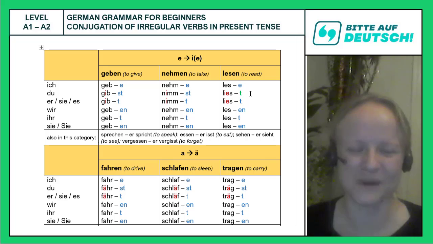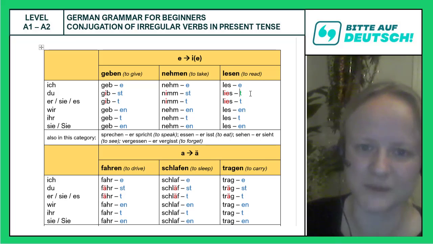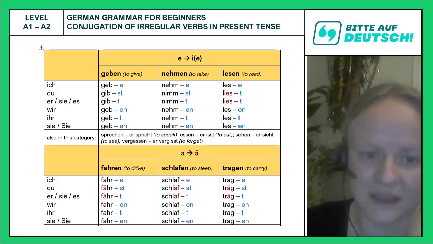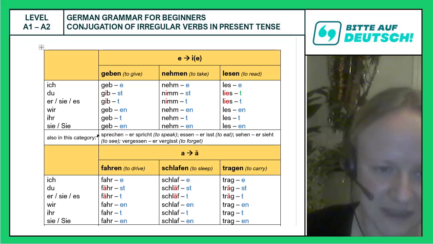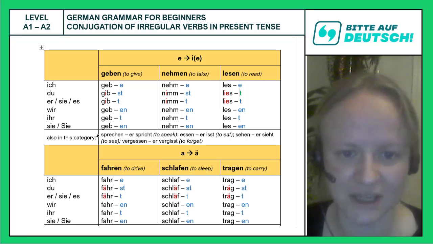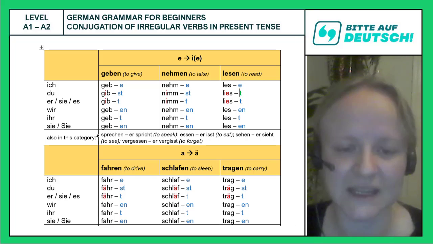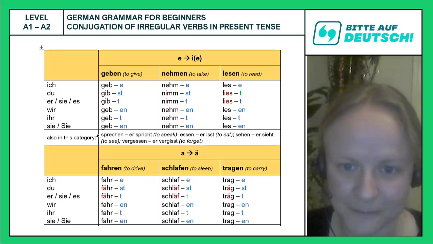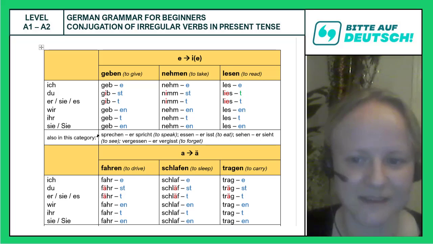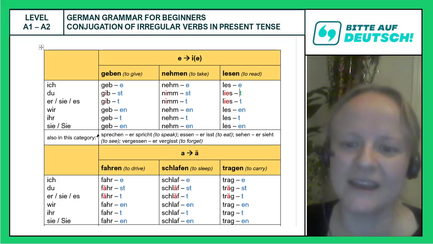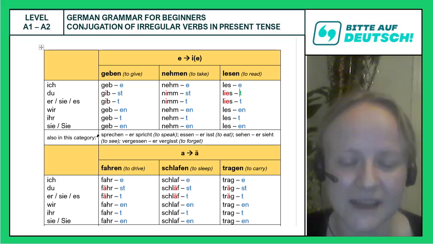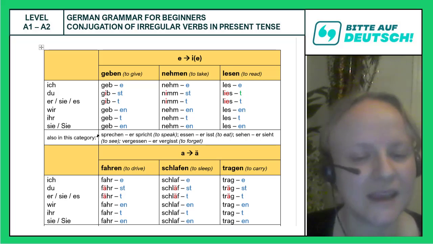So, within the category of irregular verbs that change their stem vowel from e to i or from e to ie, we also have these verbs here, also in this category, very important verbs. To speak, sprechen, changes to du sprichst und er spricht for second and third person. Essen, to eat, ich esse, du isst, er isst. Sehen, to see, ich sehe, du siehst, er sieht. And vergessen, to forget. Ich vergesse, du vergisst, er vergisst.